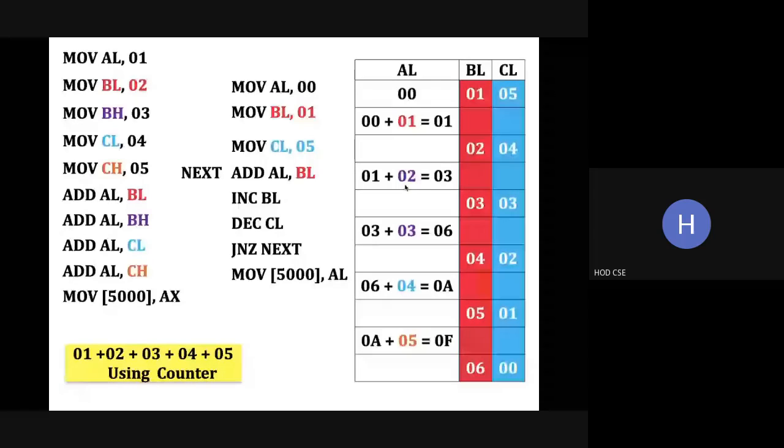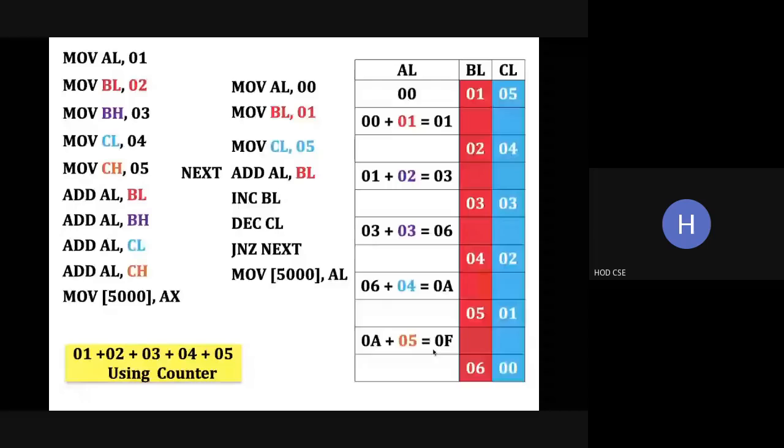Next, the process will be repeated. BL will be incremented to 03 and that is added here. BL is incremented to 04, that is added. And next again BL is incremented, so we get 05. Since it is a series of data, 1 plus 2 plus 3 plus 4 plus 5, it is incremented by 1. So we can write the program like this also.